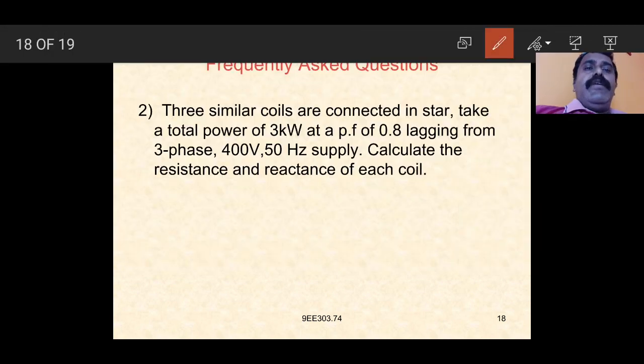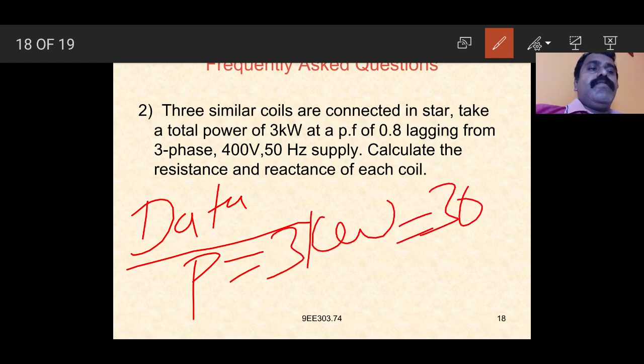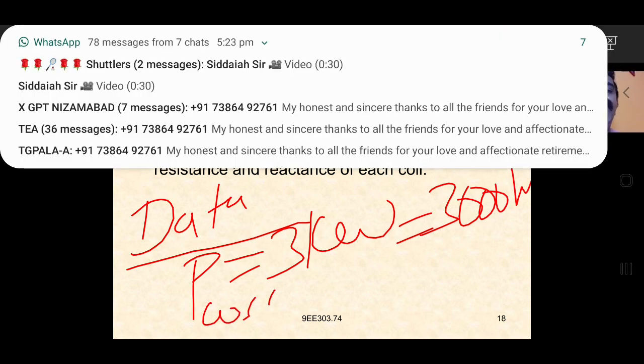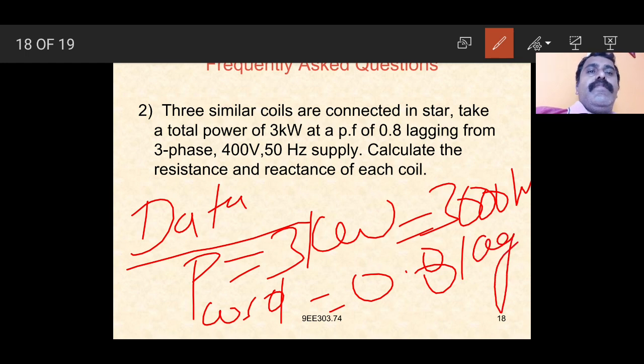Given data: the power P is equal to 3 kilowatt, that is 3000 watts. Power factor cos phi is equal to 0.8 lag. VL is equal to 400 volts and 50 Hz. Calculate the resistance and the reactance of each coil.